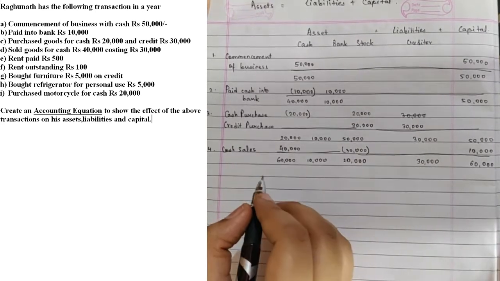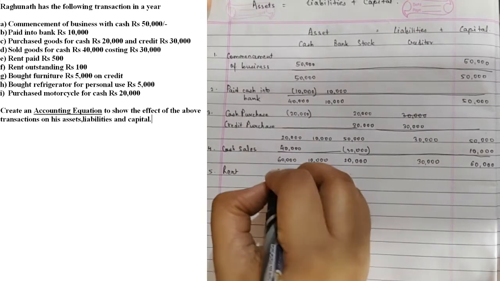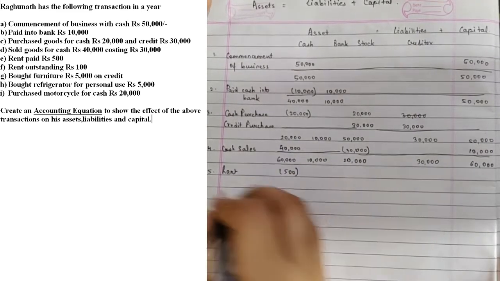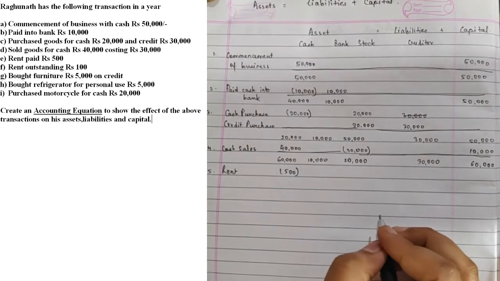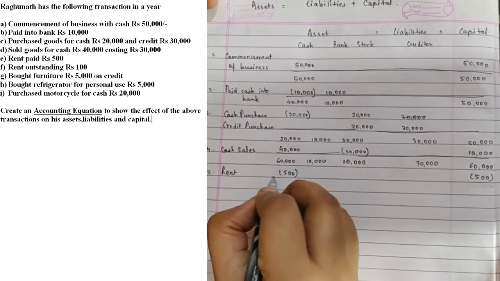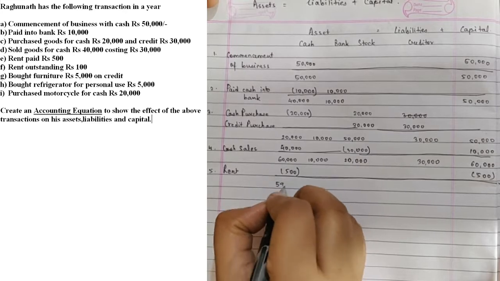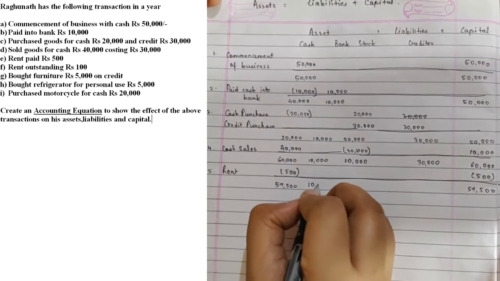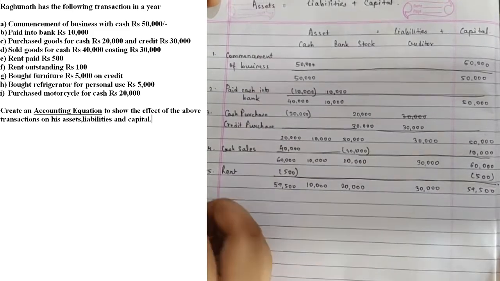Now next is rent paid, rupees 500. So that means my cash balance will get reduced by 500 and correspondingly this is an expense. That is, my profit will also get reduced by 500. So we'll adjust this with the capital. Therefore, our balances will be 59,500 cash, 59,500 capital, and in between 10,000 bank, 20,000 worth stock, and 30,000 worth creditors.